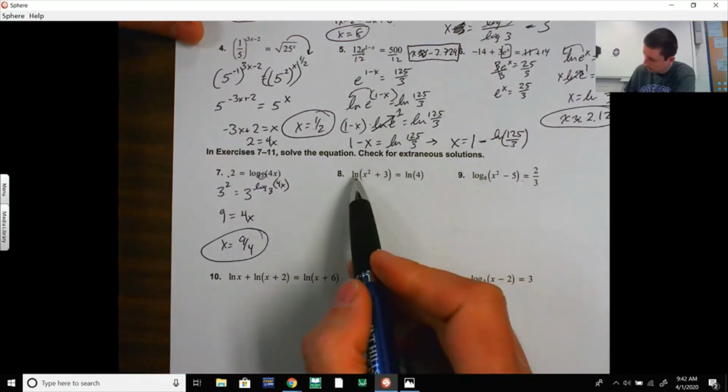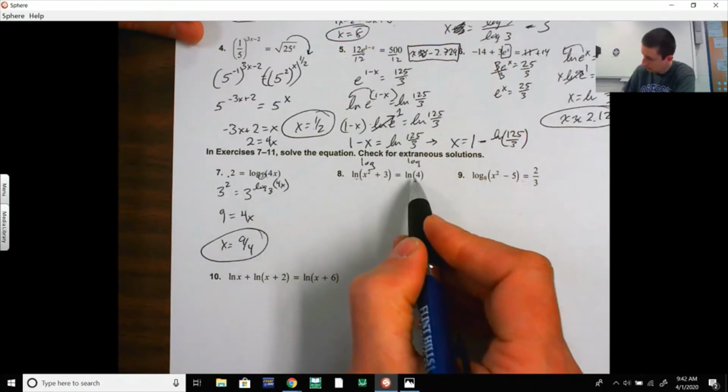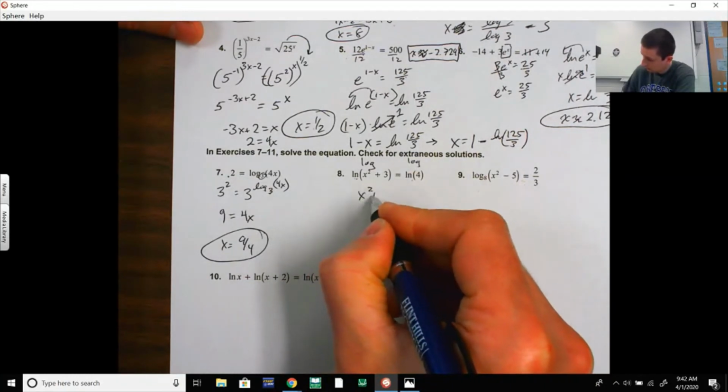Okay. Here, natural log, you have a log and you have a log. They have the same base. So you just say, okay, x squared plus 3 equals 4.